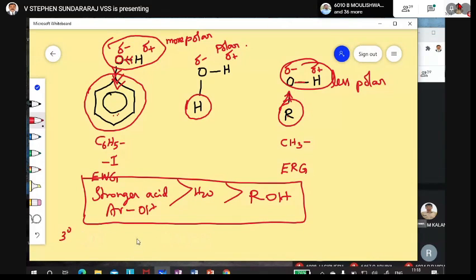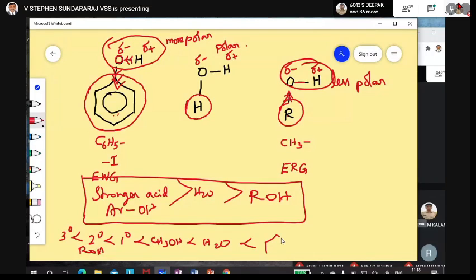What is that order? The mistake is tertiary weaker, secondary stronger, primary stronger. It is ROH, alcohol, and then methyl alcohol is stronger than that, and water is stronger than that. Now, can I write that the phenol is stronger than water? So I have added. Still, here some more will come. That's for the next discussion.